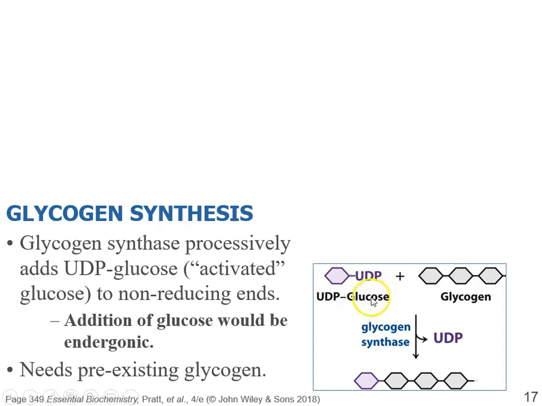So that's shown right here. This hexagon is the glucose, and there's the UDP. And what happens is we're going to add this glucose onto a pre-existing glycogen at the non-reducing end.